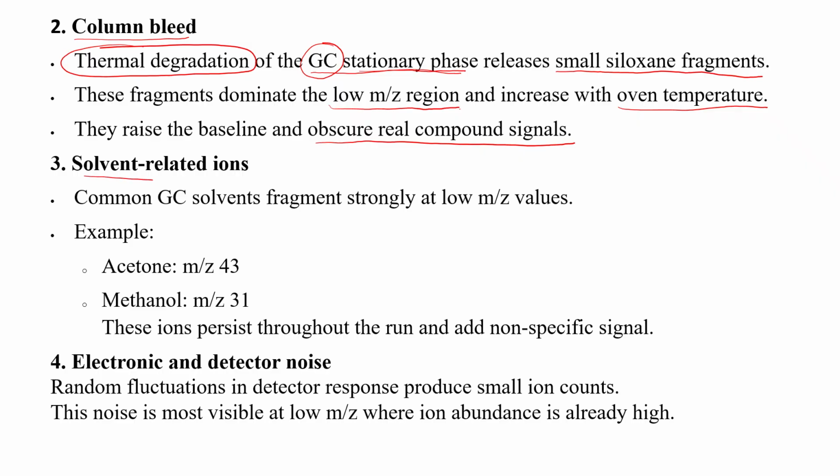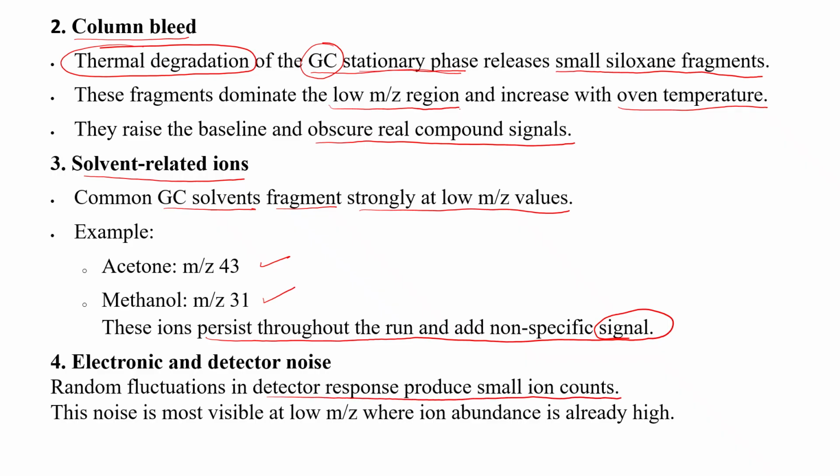Now what are solvent related ions? Common GC solvents fragment strongly at low mass to charge values. Example, acetone 43, methanol 31. And these ions persist throughout the run and add non-specific signals. Electronic and detector noise. Random fluctuations in detector response produce small ion counts. This noise is most visible at low mass to charge ratio where ion abundance is already high.